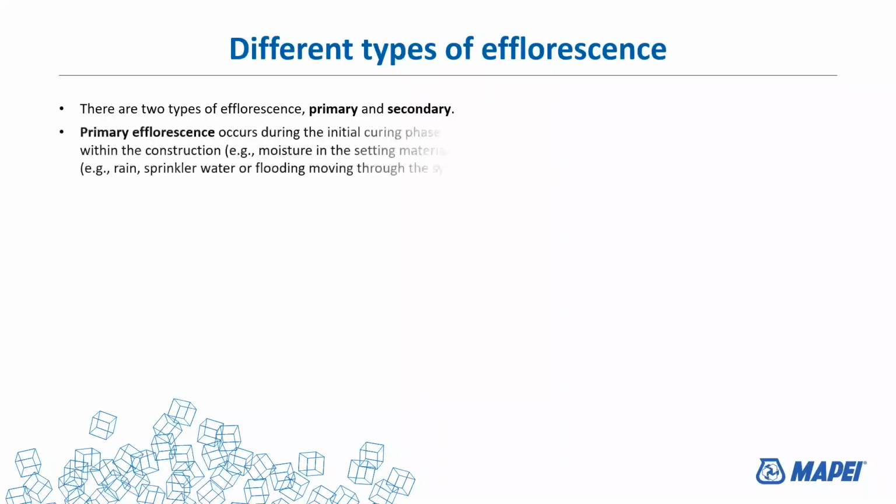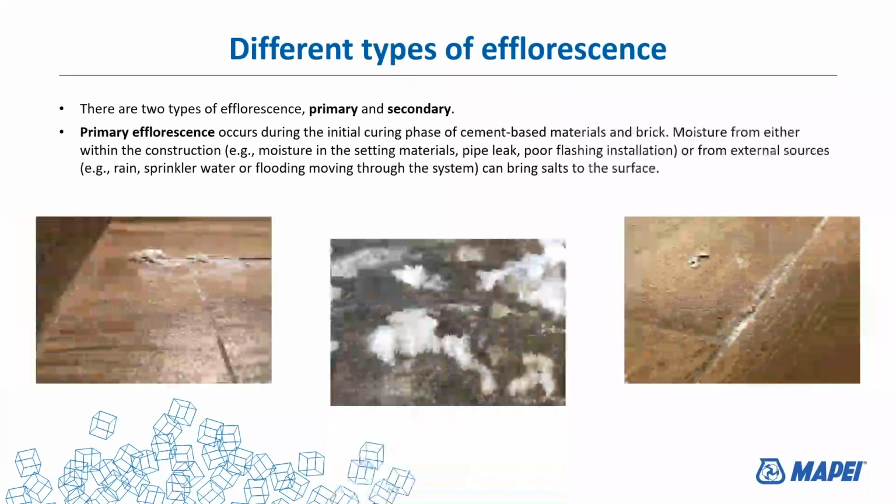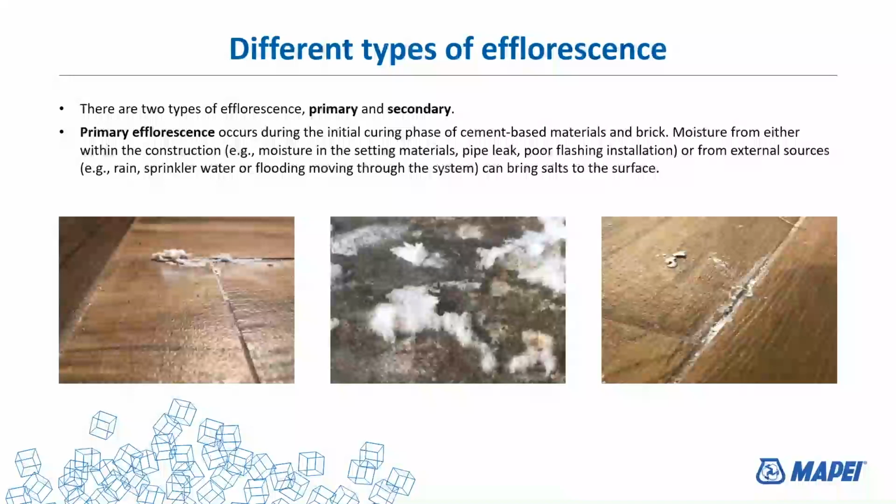Moisture from within the construction, for instance moisture in the setting materials, a pipe leak, or poor flashing installations, or from external sources like rain, sprinklers, or flooding moving through the system can bring salts to the surface in a variety of ways. And again, you can see how heavy this stuff can build up on the surface of grout and tile.